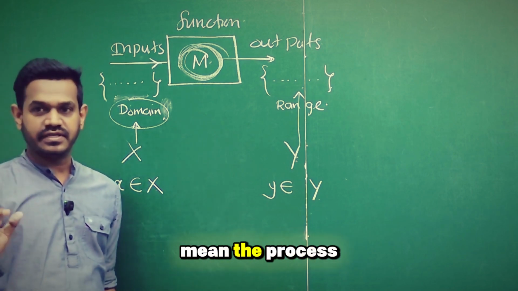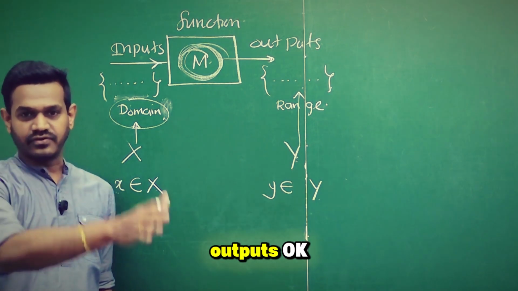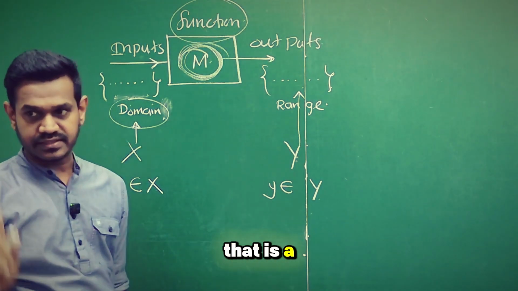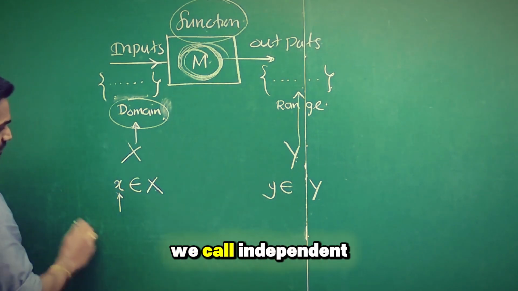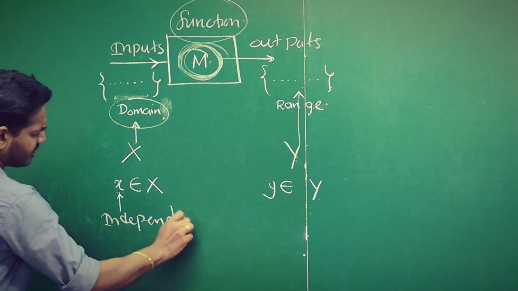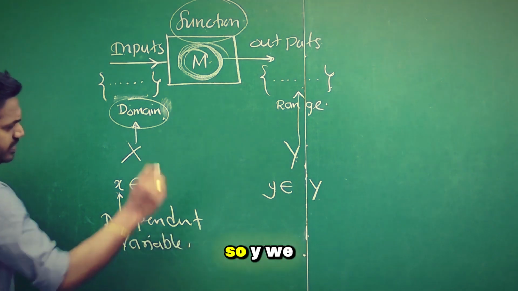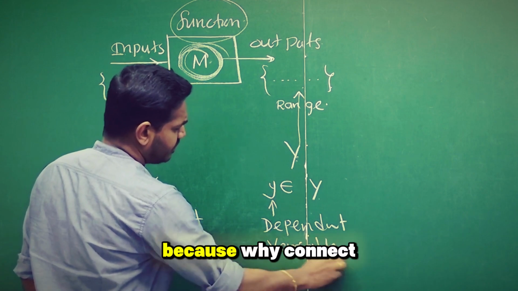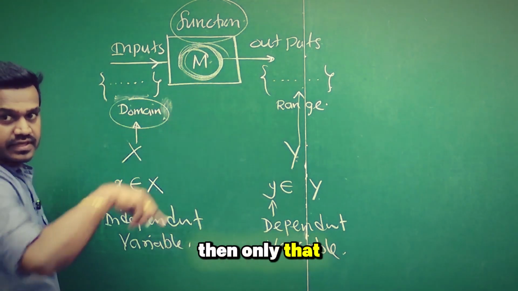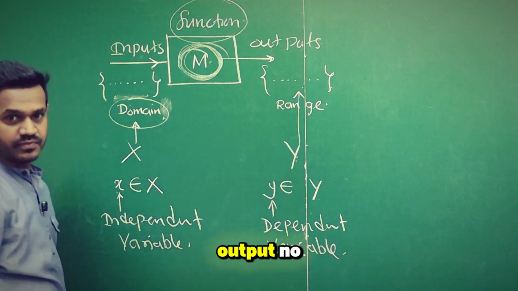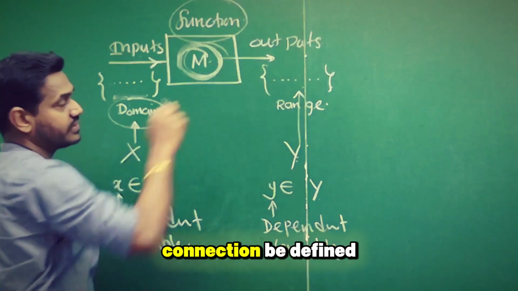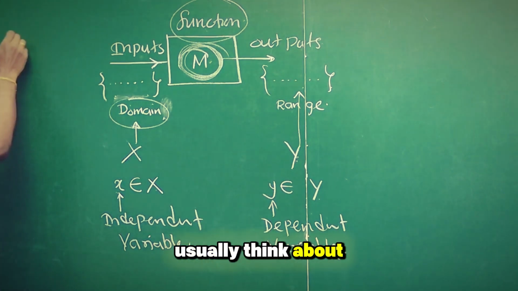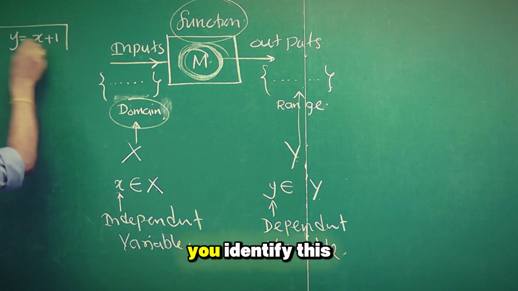But anyway, a function means a process that has specific tasks, so it has input and it has outputs, okay? Then we are going to analyze functions. Now here, x we call the independent variable, and y the dependent variable. Because y connects with x, no? When I give input, only then does it give output. This connection we define by a function, so it has a specific rule. You should usually think of an expression like y equals x plus 1. From now onwards, you identify this as a function.